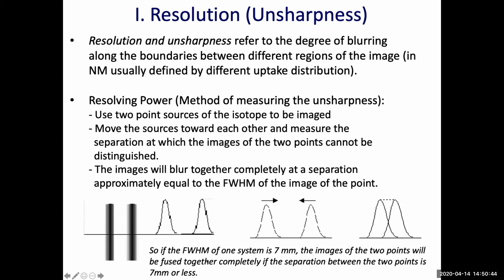So if the full width half maximum, or spatial resolution, of the camera is 7 millimeter, the images of the 2 points will be fused together completely if the separation between the 2 points is 7 millimeter or less. So if the camera has a resolution of 7 millimeter, and we have two lesions separated by 7 millimeter, we cannot see them separately. We'll see one big lesion. So to see them separately, we have to enhance the spatial resolution of the camera.